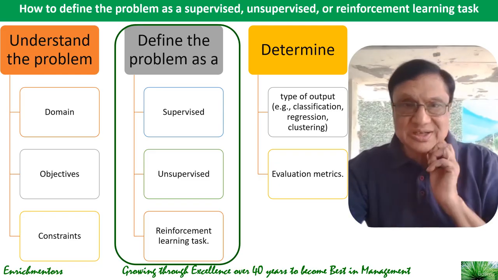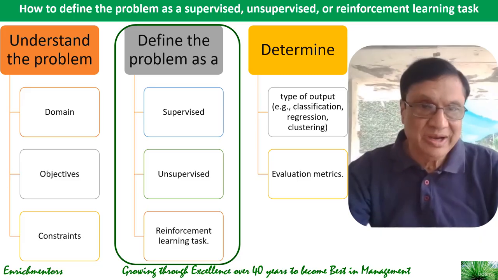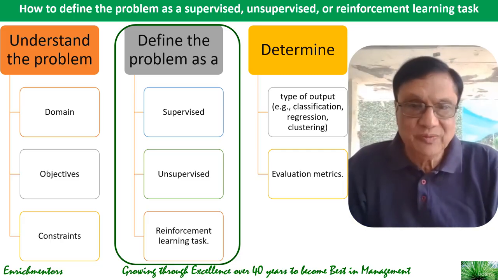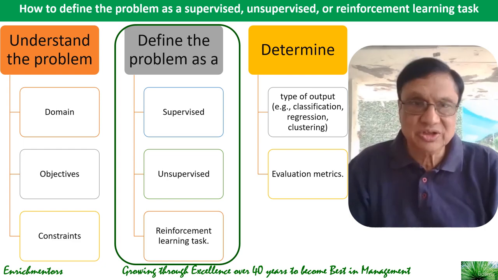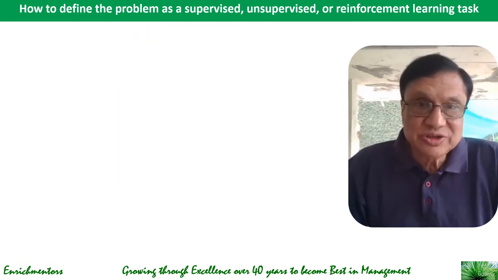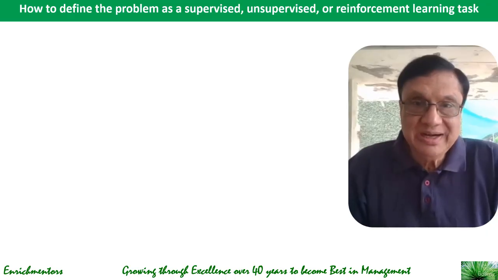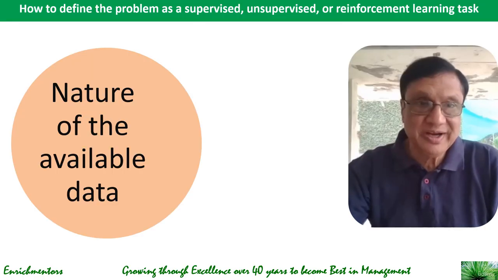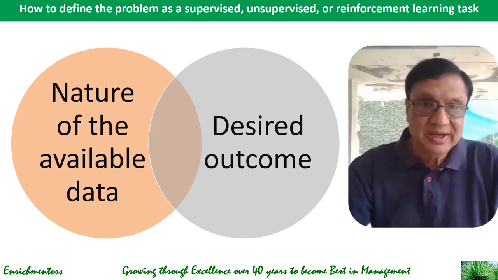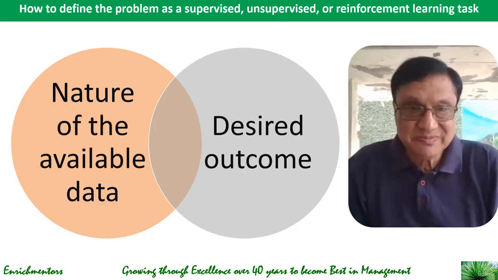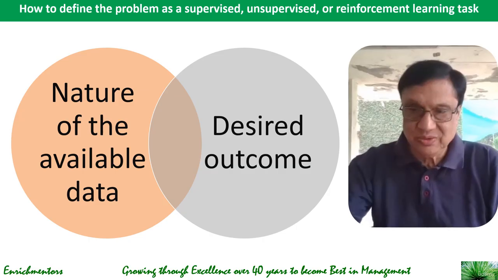So let's talk about how to define the problem that you have already understood and defined in terms of its domain, objective, and constraints. Now, is this a supervised, unsupervised, or reinforcement learning task? How do you decide that? Any thoughts? Defining the problem as a supervised, unsupervised, or reinforcement learning task depends on two factors: the nature of available data and the desired outcome. And how can you determine which type of learning task it is based on these two factors? Let's take a look at that.